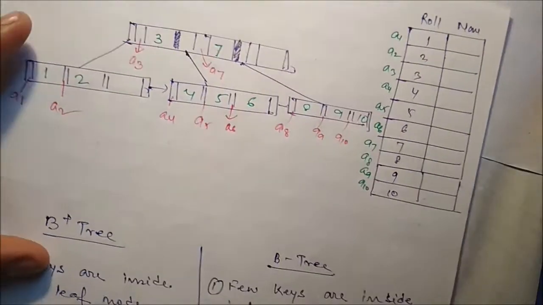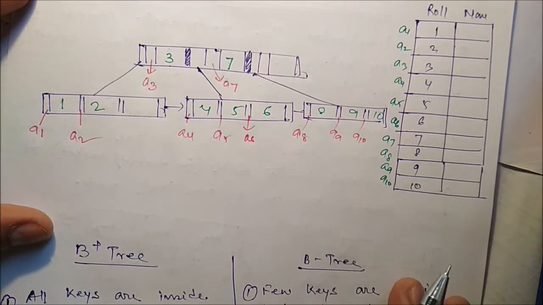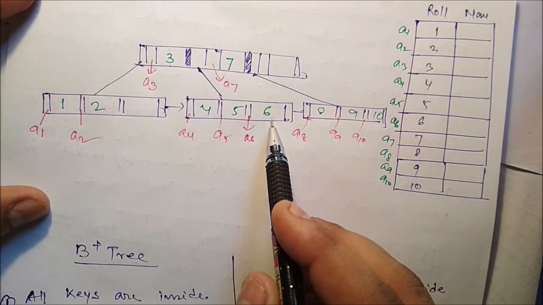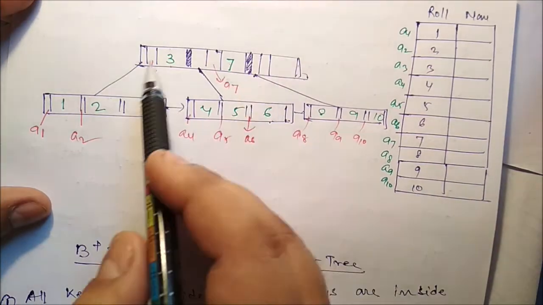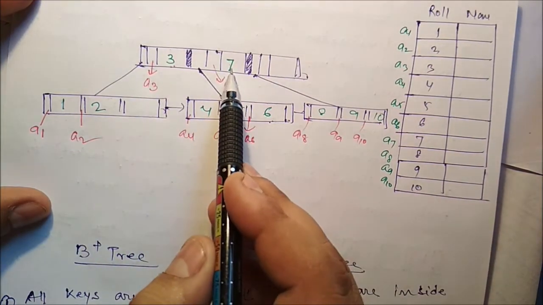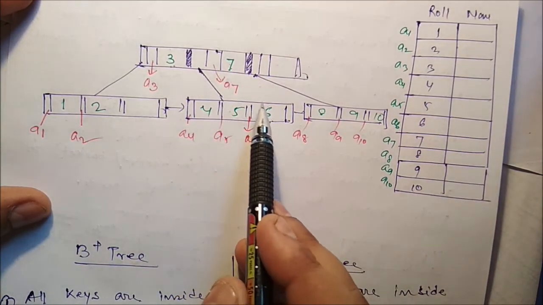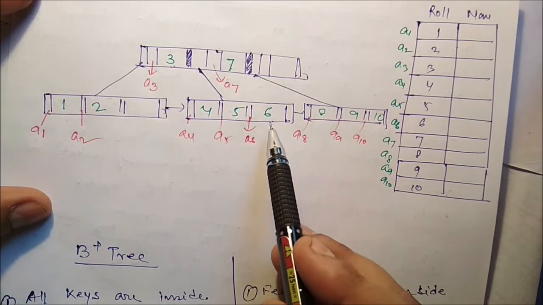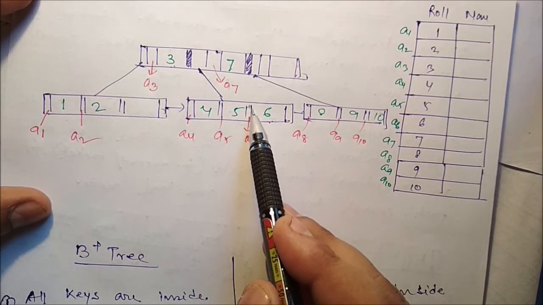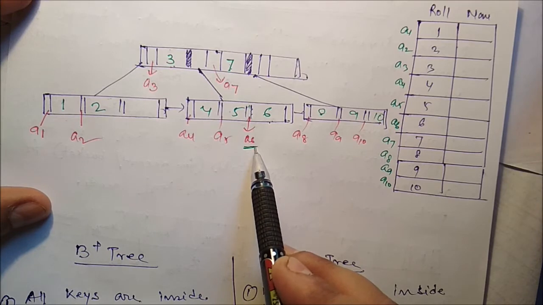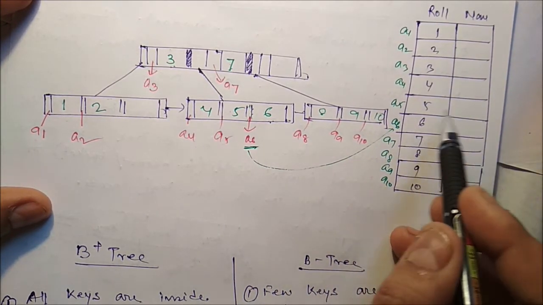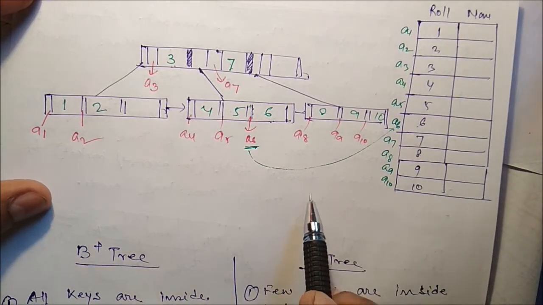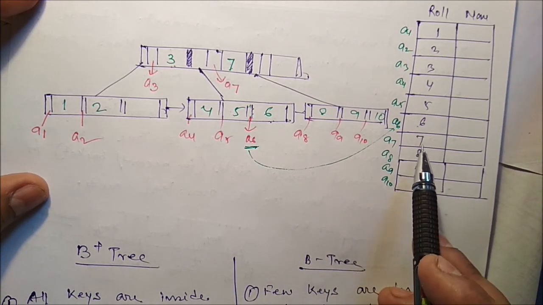Suppose you want the address of the information about roll number 6. We have to start from the root. So 6 is more than 3 but less than 7. We move to this particular part, and after that read where 6 is present. Now if you read this part, we can get A6. Now you can jump directly from this position to that position, and we can access the record of roll number 6.